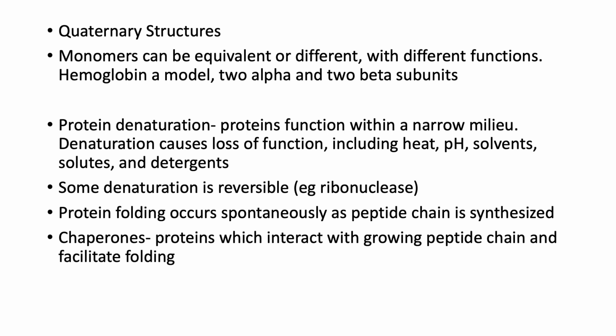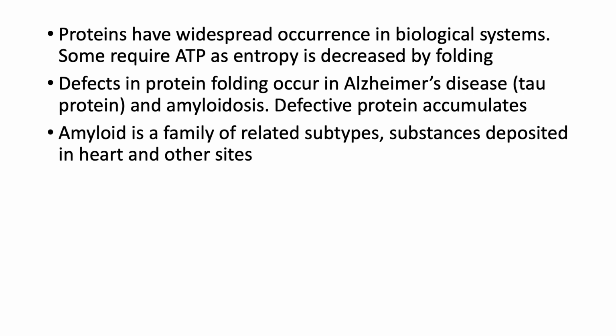Some protein folding occurs spontaneously as you get synthesis of the peptide chain, and then there are so-called chaperones, and chaperones are proteins which interact with the growing peptide chain and facilitate protein folding. We call these chaperones. Proteins have widespread occurrence in biological systems. Some require ATP as entropy is decreased by folding.